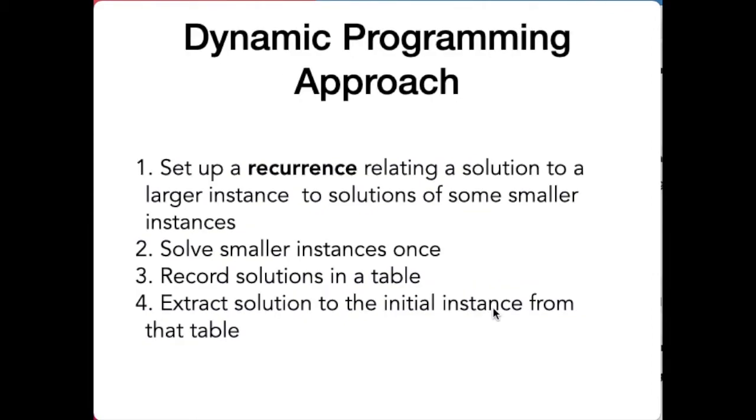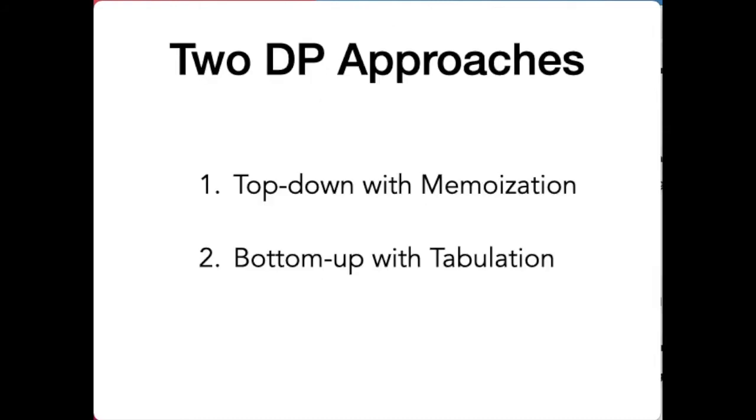So the main idea for the dynamic programming approach is, number one, set up the recurrence relation, a relation that relates the solution to a larger instance to a solution of smaller instances. And this is impossible without the two properties mentioned a while ago. And then solve the smaller instances only once, record the solution in a table, and extract it whenever it's needed. Okay, so there are two approaches to solve this problem. The first one is the top-down with memoization, and its inverse is the bottom-up with tabulation.